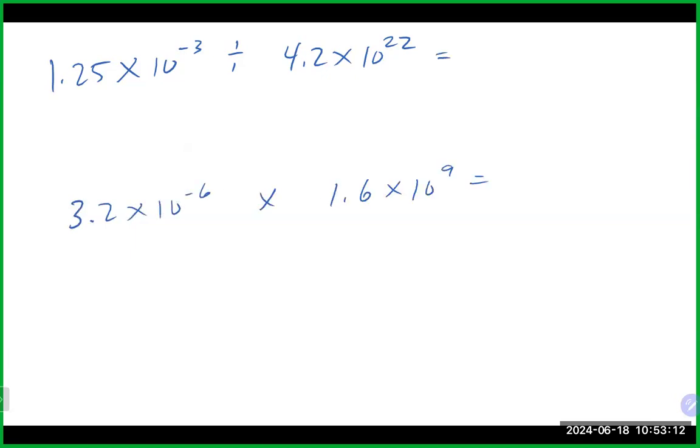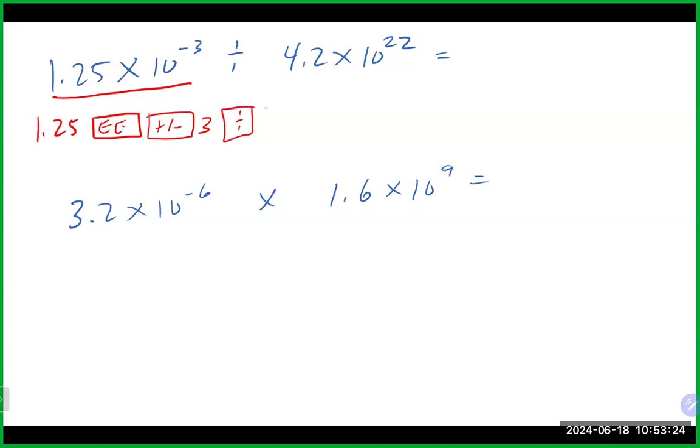And if I was to punch this in, I would go 1.25. I would hit my exponent button. I would then hit my negative button and 3. That would take care of this number. I would then hit my divide button and punch this guy in the same way, 4.2. Exponent button. This is a positive exponent, which means you don't need the negative here. So that would punch it in for that, hit equals.